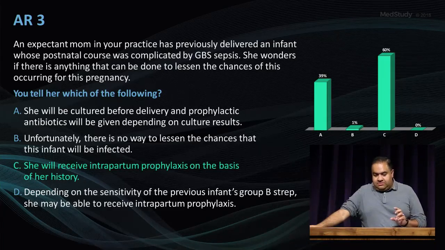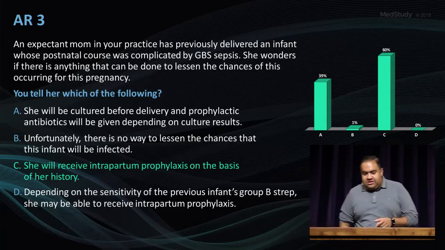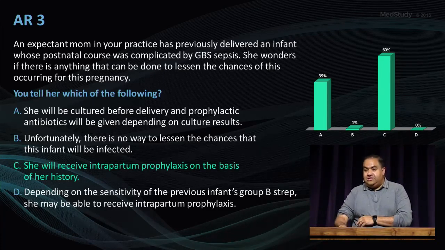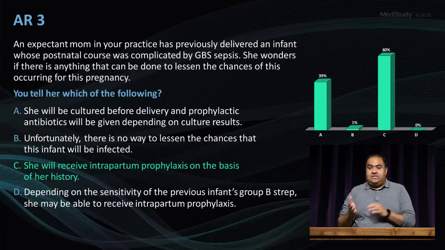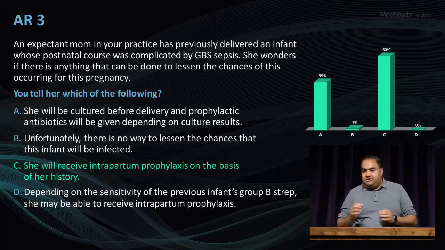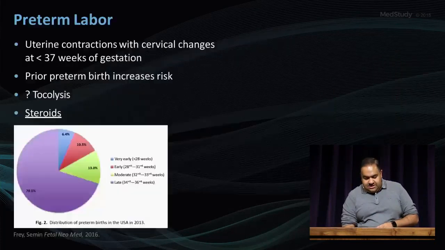The part of this question that really has to be looked at is that she's an expectant mom. She's previously delivered an infant whose postnatal course was complicated by GBS sepsis. This didn't happen in utero and then had issues, and so the routine culture will be there. But based on just routine history, she had a kid who already had a high risk. She's going to get antibiotics to protect her.